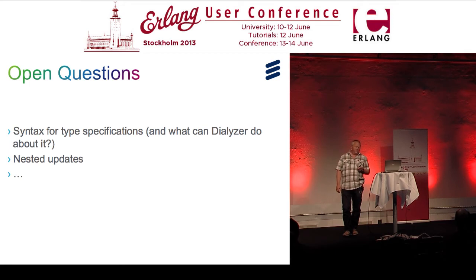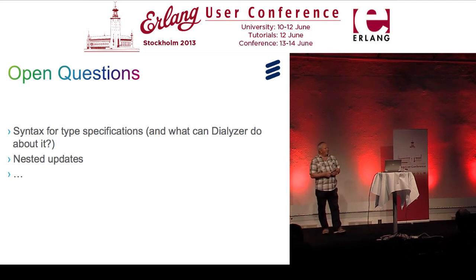Of course, there are open questions. I mentioned the details about type specification and what Dialyzer can do about maps. We have nested updates. And to be more exact, about the external representation and how to be compatible with older nodes when we introduce this one. What should happen when we create the map in an R17 Erlang VM and try to send something to an R16 node? Should it crash? Should it be something that the R16 node can understand in some way?